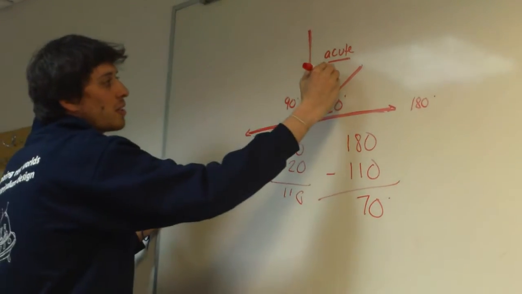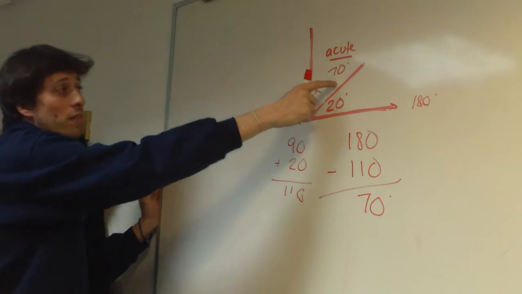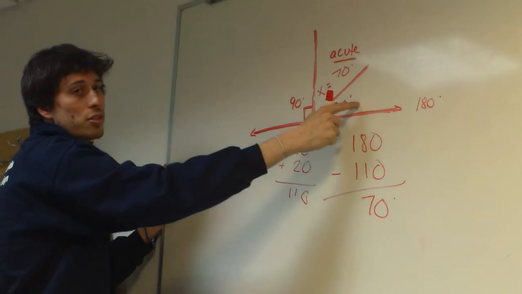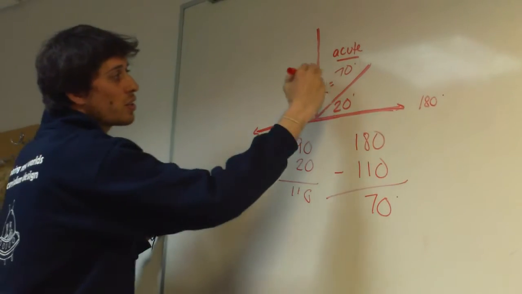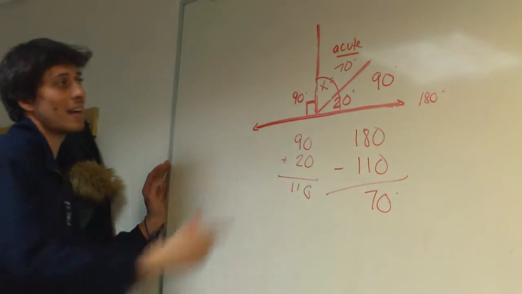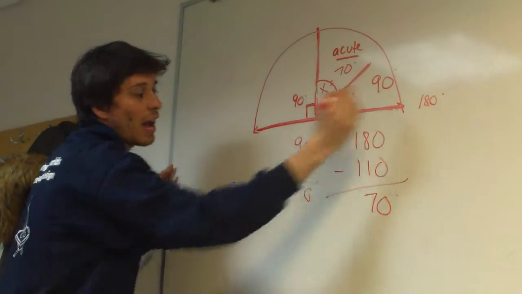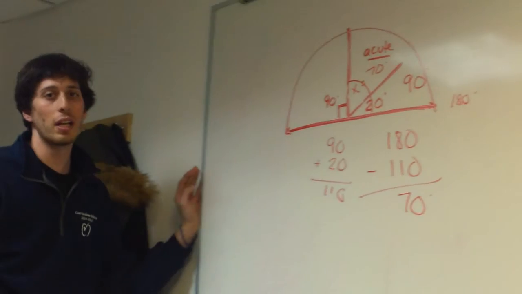Now I'm going to double check to see if this makes sense. I know it has to be less than 90 degrees, which is 70 degrees, and 70 plus 20 equals 90 degrees. So this entire angle right here is 90 degrees. 90 degrees plus 90 degrees equals half a circle, which is 180 degrees.